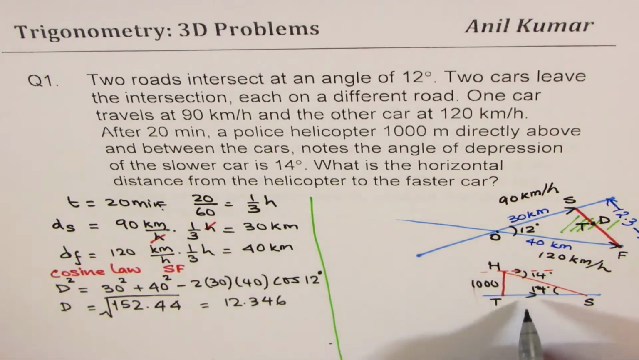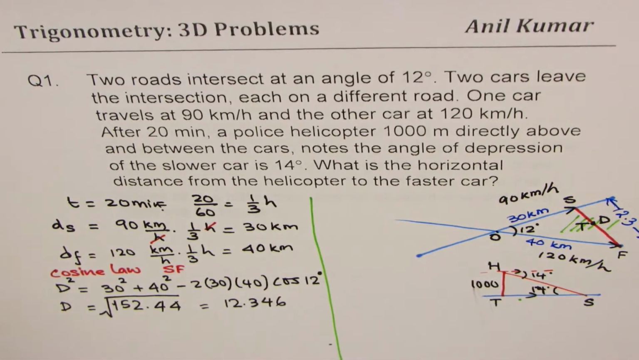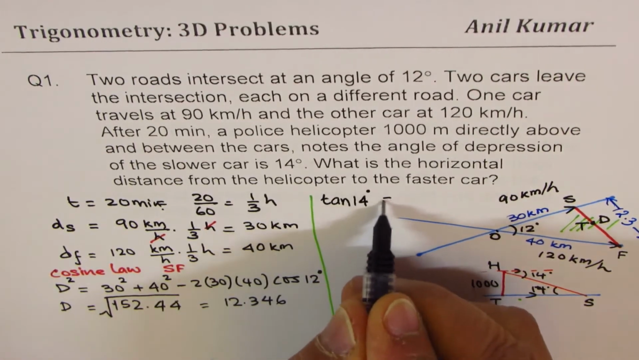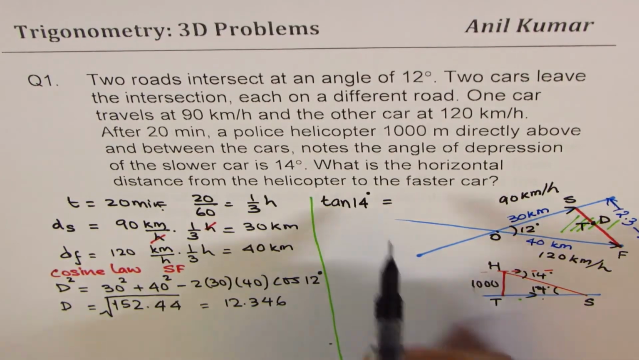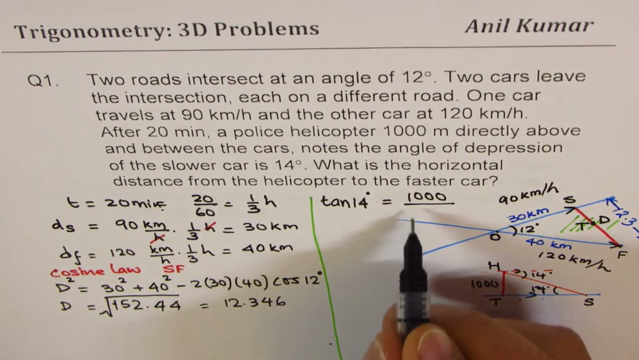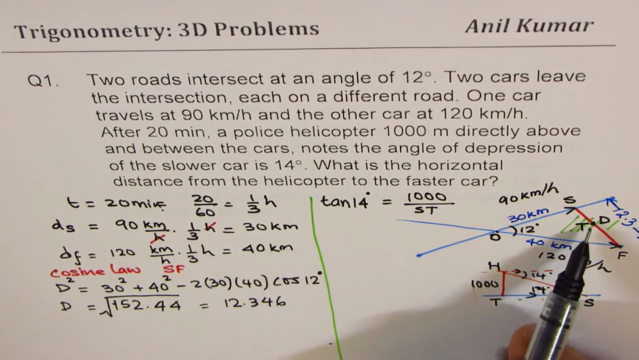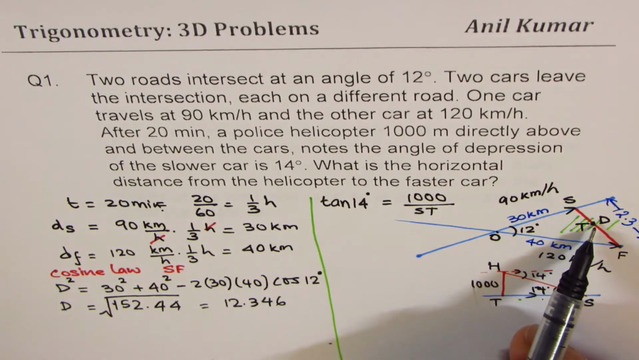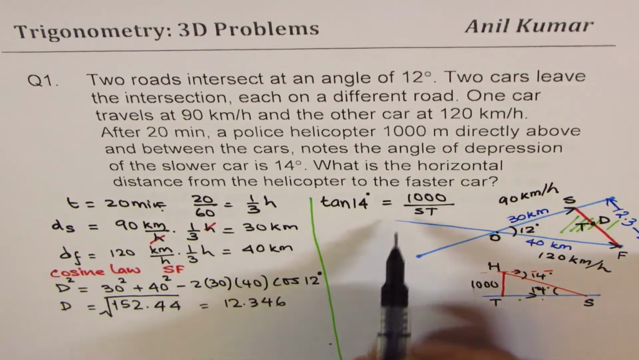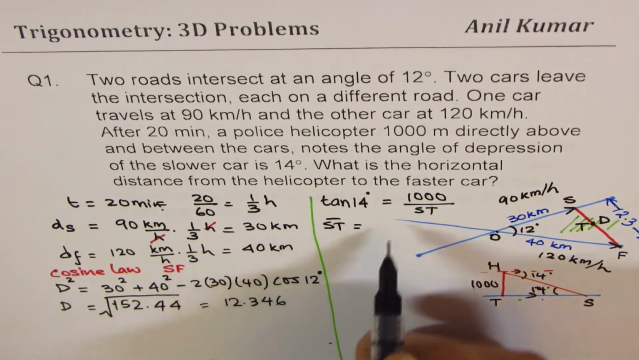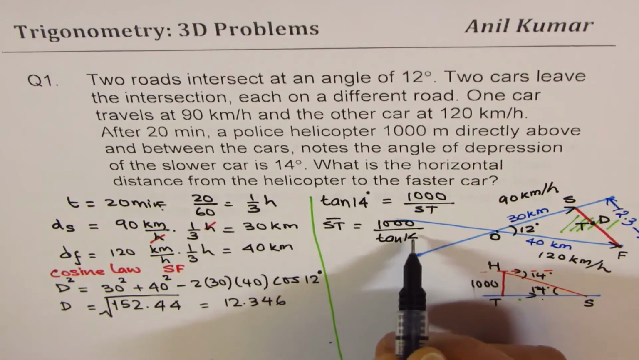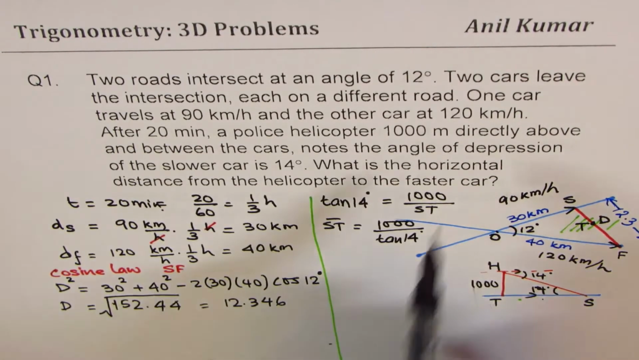So what we will do here, we'll use this particular triangle, and we say tan of 14 degrees is equal to opposite over adjacent, which is 1,000 divided by ST, right? S to T. That is the distance along the horizontal between the helicopter and the car, horizontal, right? So from here we get that ST distance is 1,000 divided by tan of 14 degrees. Is it okay? Now 1,000 is in meters.